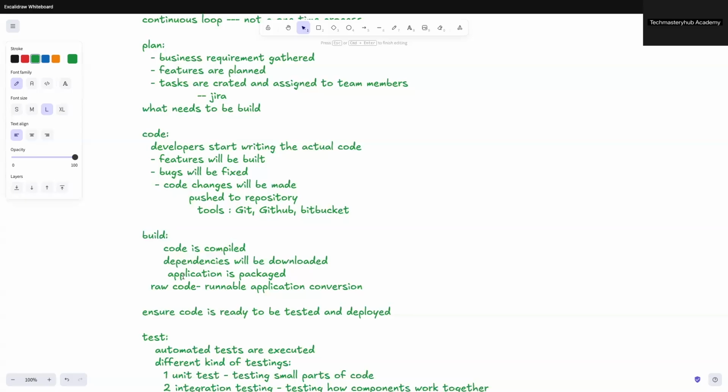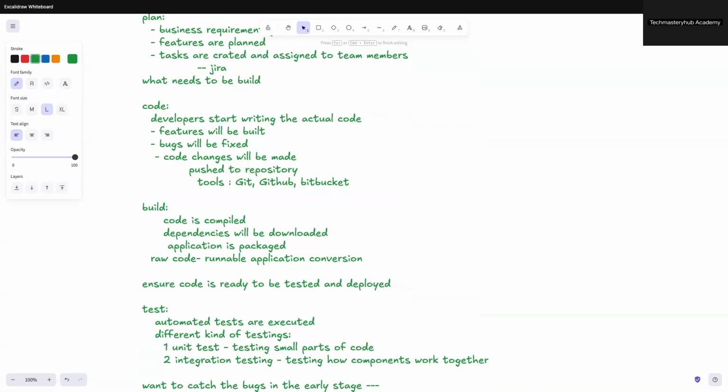Whatever the dependencies for the code will be downloaded and the application will be packaged. For example, raw code will be converted into the runnable application. This stage ensures the code is ready to be tested and deployed. So this build stage is very important. Now, Maven is a commonly used tool in this stage for the compilation of the code.